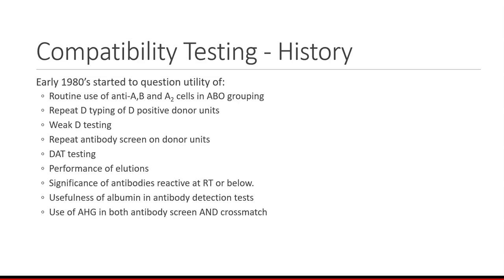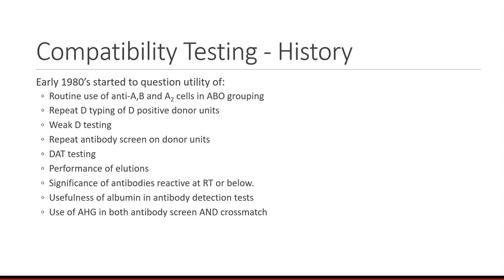The significance of antibodies reactive at room temperature or below. Now we're talking about the significance. We're not talking about identification. But if we do have identified a clinically insignificant antibody, we don't have to do additional testing like phenotyping for that antigen. We can go by the cross-match.